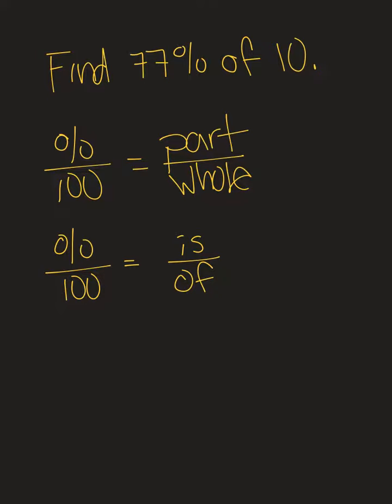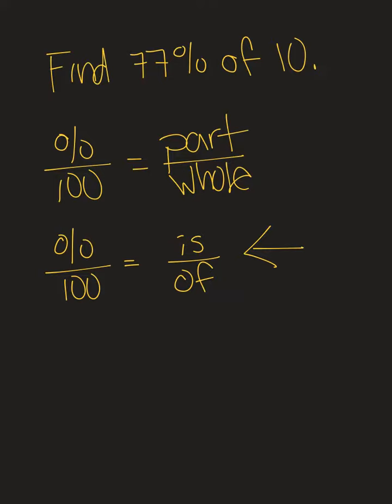So that's for this one. The second one is more for a more simple problem where you have those is and of words in there. So again, I wouldn't try to remember A over B, that kind of thing. Use one of these other part over whole or is over of.